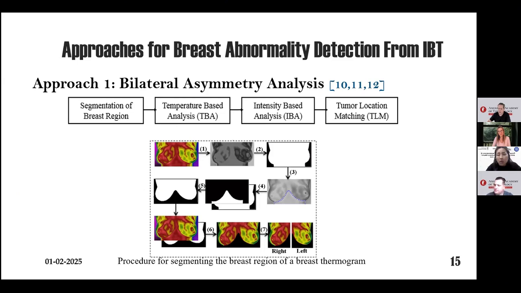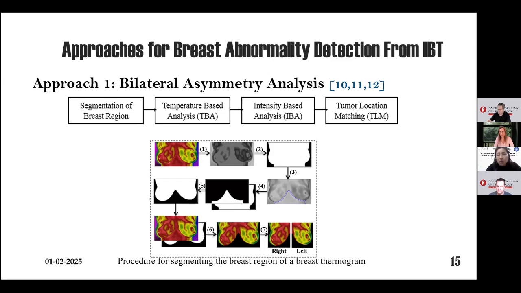The existing works are based on intensity-based thermogram analysis, but along with the intensity I perform this temperature profile as well as tumor location based analysis to find out the potential efficiency of thermograms in breast cancer detection.